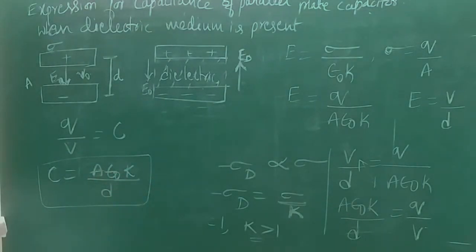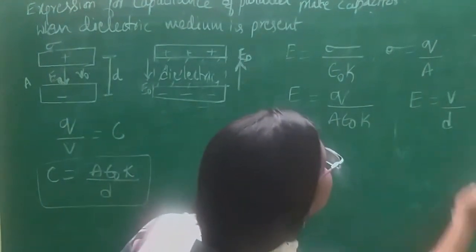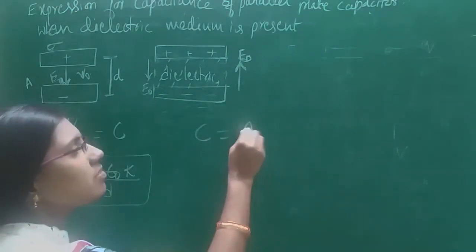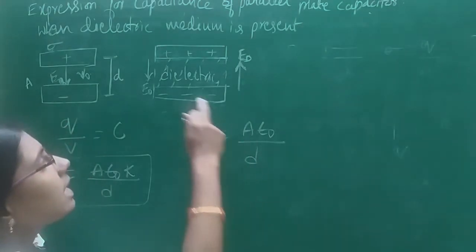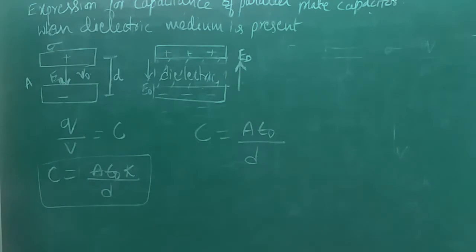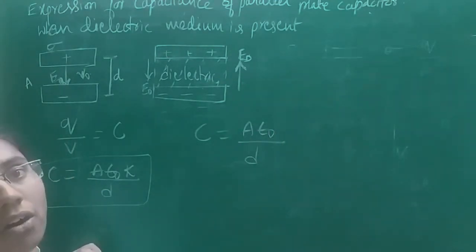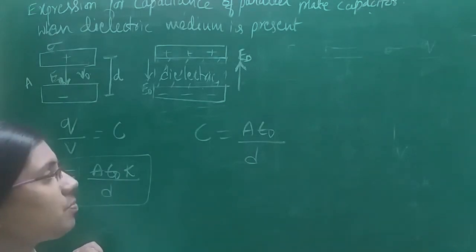Now suppose there is no dielectric medium between the two plates of a capacitor. Then the capacitance is given by A epsilon naught by D, where A is the area of each plate of the capacitor, D is the distance of separation between the two plates, and epsilon naught is the permittivity of free space.